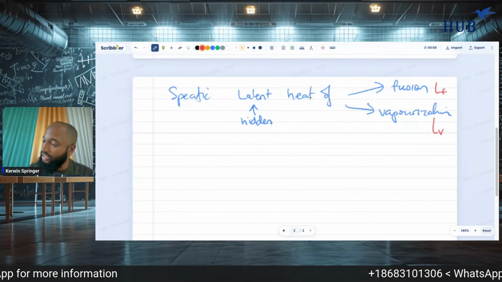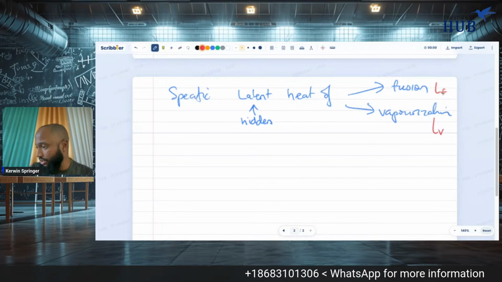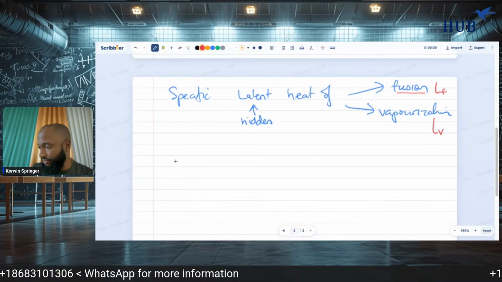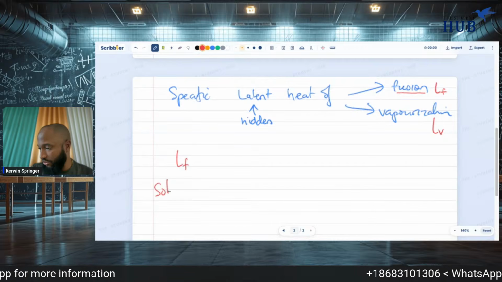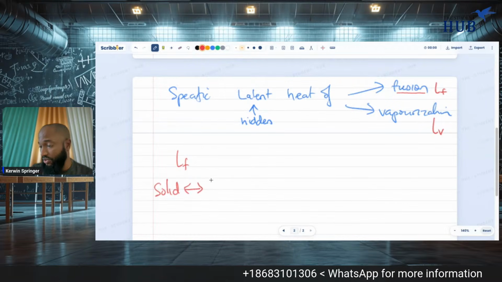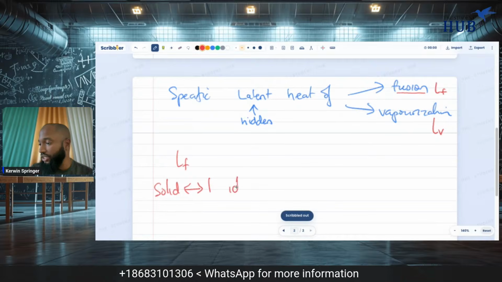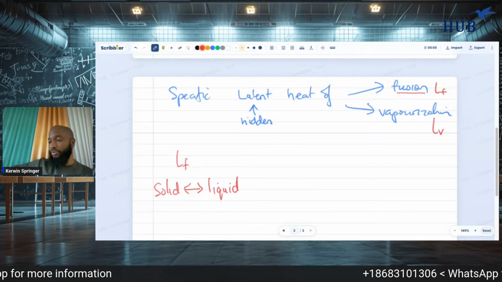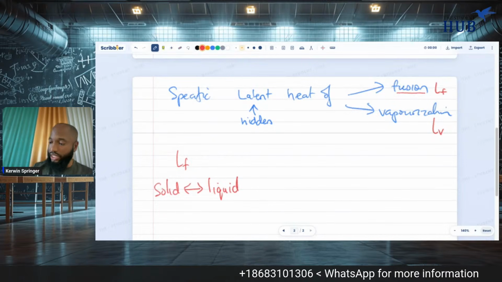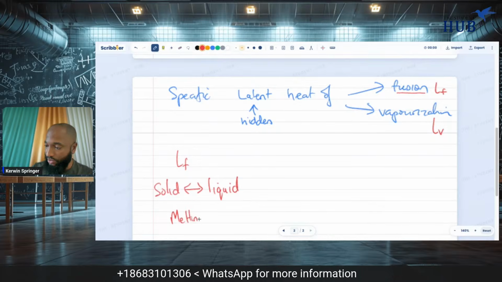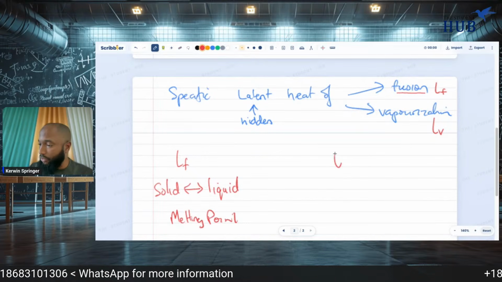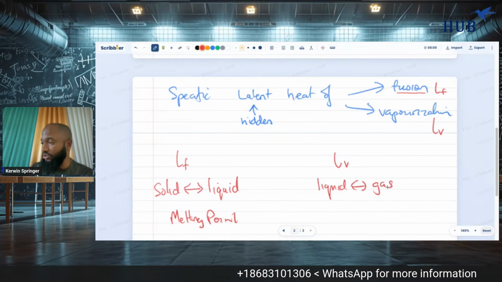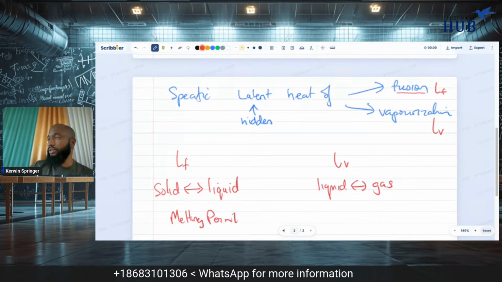So specific latent heat of fusion, this deals with fusion, you're thinking solid to liquid, right? Or vice versa, actually. Well, here's the thing. When something is going from solid to liquid, the temperature wouldn't change. It will be held at the melting point. So specific latent heat of fusion deals with the melting point. And latent heat of vaporization, this is going from liquid to gas or vice versa. So this deals with which point is this? This is your what?